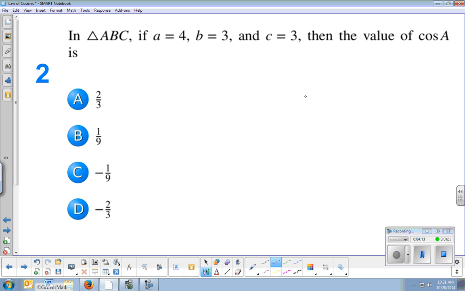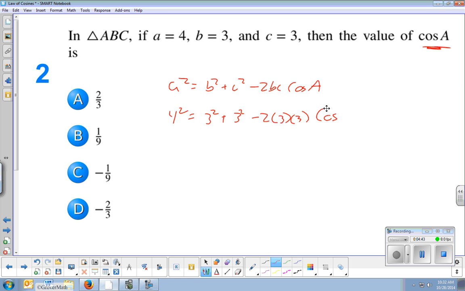I don't have a complete set between side and opposite angle. And I'm going to write my formula in terms of A because that's the angle I'm using. So that would be A squared equals B squared plus C squared minus 2BC cos A. Fill in what I have: 4 squared for A squared, 3 squared for B squared, 3 squared for C squared, minus 2 times 3 times 3. And I do not have cosine A. That's actually what I'm solving for this time.